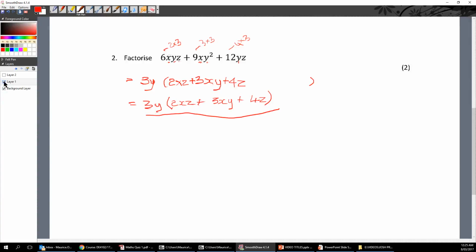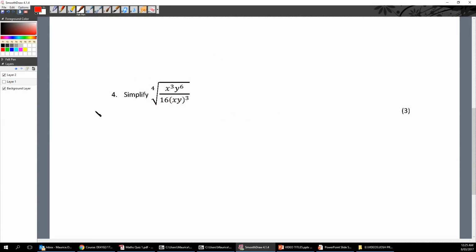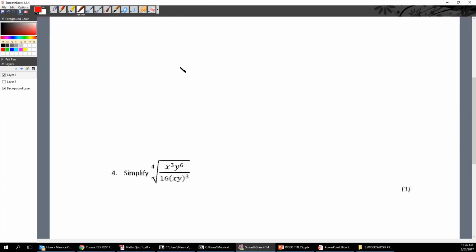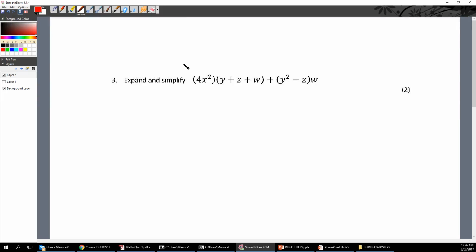So now I'm going to just have a look at the second lot of questions, just number 3. So it's expand and simplify. So it's always good when you're doing these problems to have a plan. So what would my plan be here? Well, I'm going to multiply 4x squared by y, and then I'm going to multiply 4x squared by z, and then I'm going to multiply 4x squared by w.